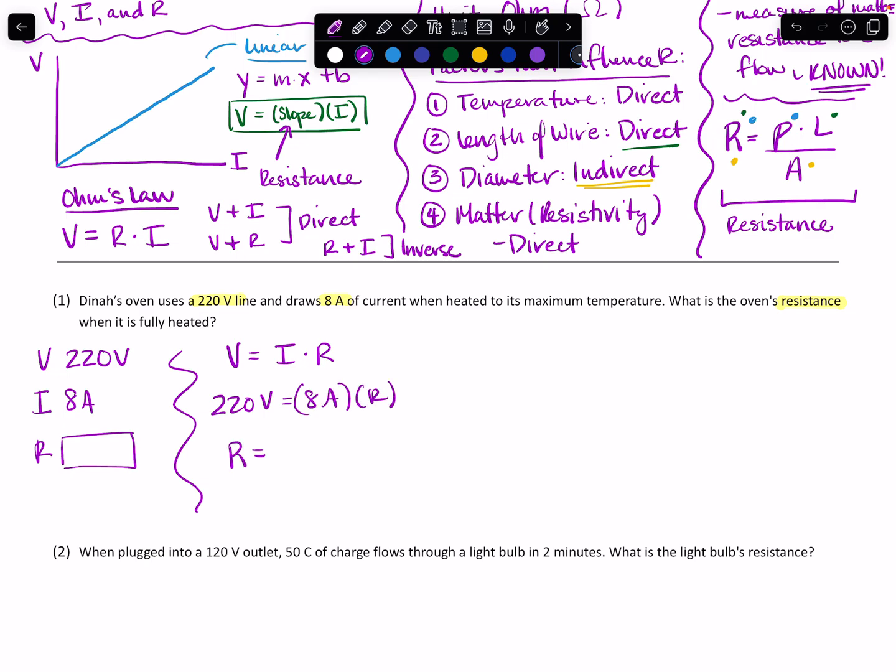So the resistance of that wire is going to be equal to 27.5 ohms. Remember, omega is standing in for our unit symbol here. So that's how we determine the resistance. Obviously, we could have used that formula. If we're given resistance and current, we can find voltage. If we know voltage and resistance, we can find current.